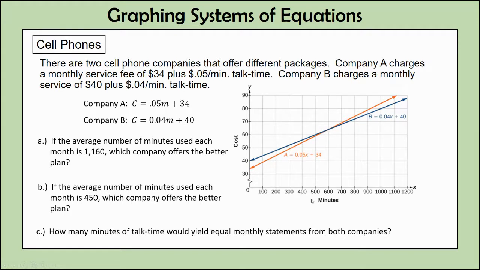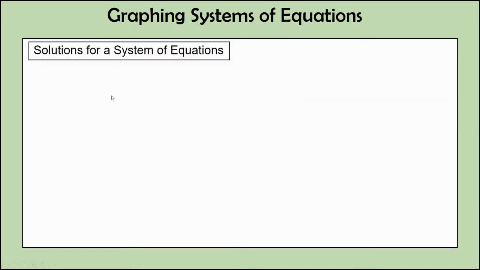All right. So to answer the question, which company would you go with, A or B? I think it depends. If you're going to use less than 600 minutes a month, I'd go with A. If you're going to use more than 600 a month, I'd go with B. So it helps to analyze data like this to look at a situation and show you how graphing systems of equations actually is beneficial.